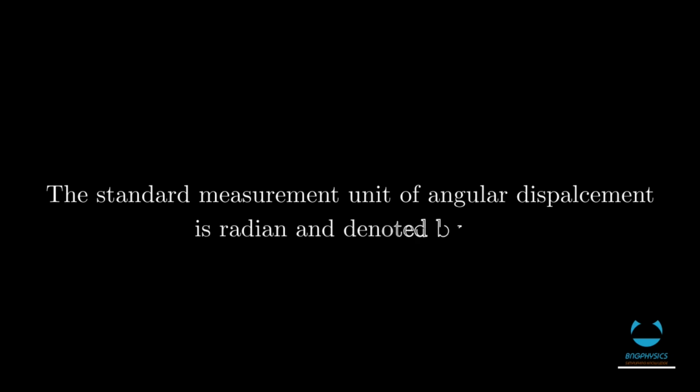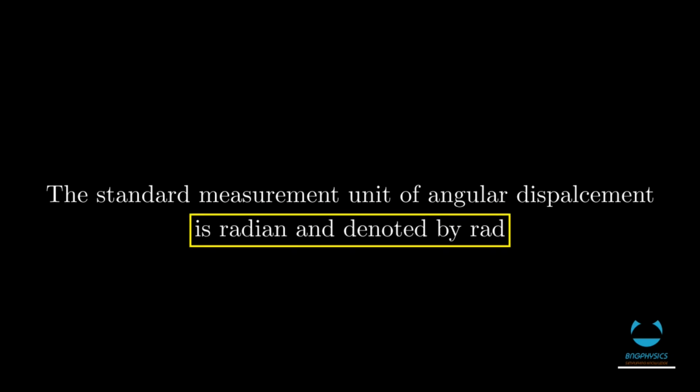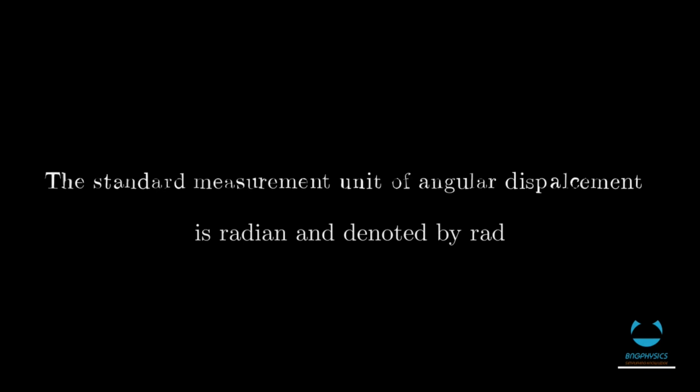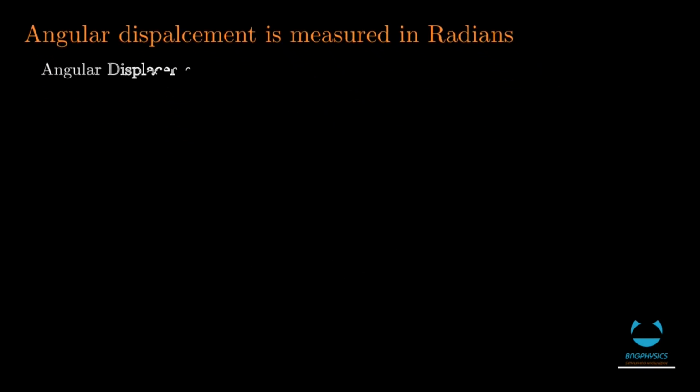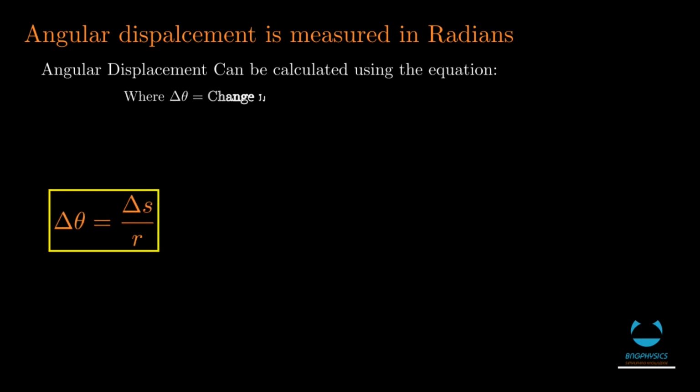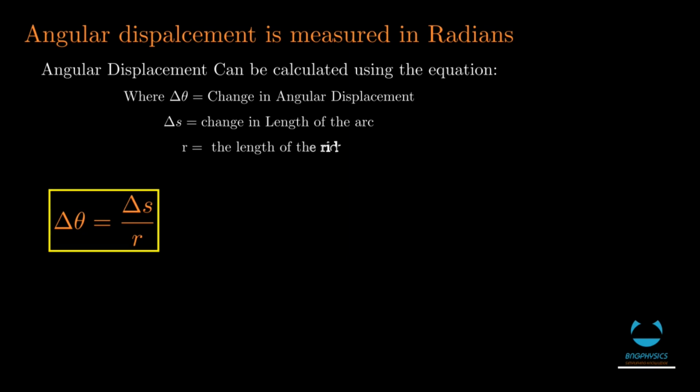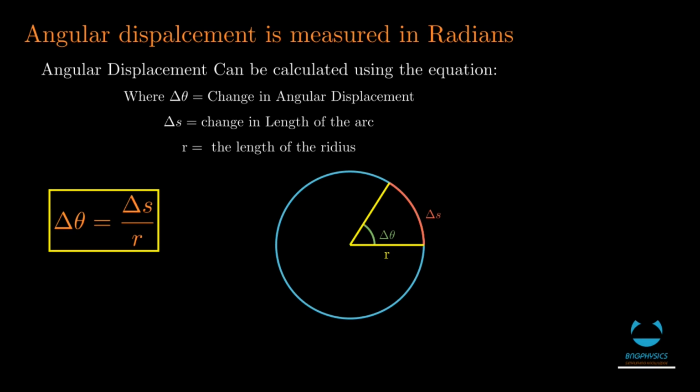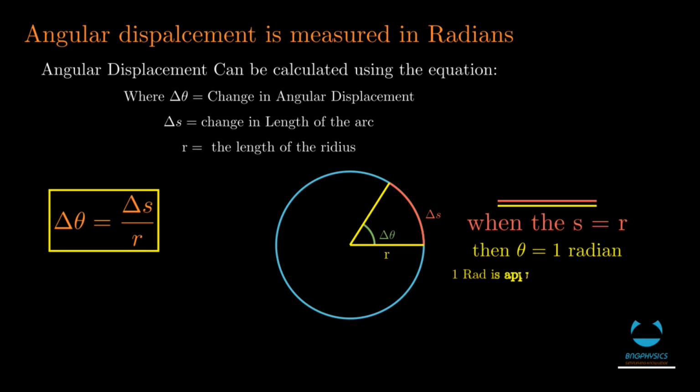The standard measurement unit of angular displacement is the radian, denoted by rad. To calculate the change in angular displacement, we use the angular displacement formula, which is delta theta equals delta S over R, where delta theta is the change in angular displacement measured in radians, delta S is the length of the arc measured in meters, and R is the radius of the circle, also measured in meters. When theta is equal to 1 radian, the length of the arc S is equal to the radius of the circle. For example, here the length of the arc S is equal to the length of the radius. So 1 radian means the length of the arc is equal to the radius of the circle.